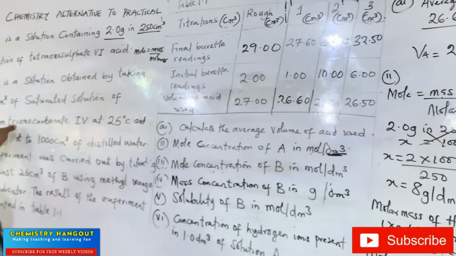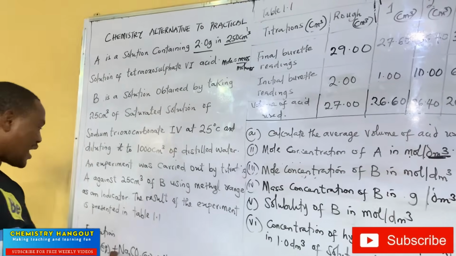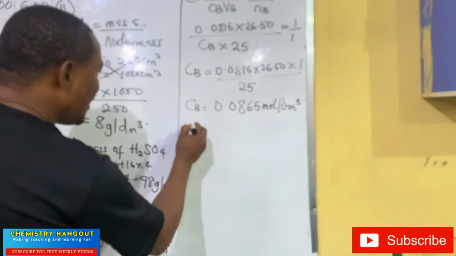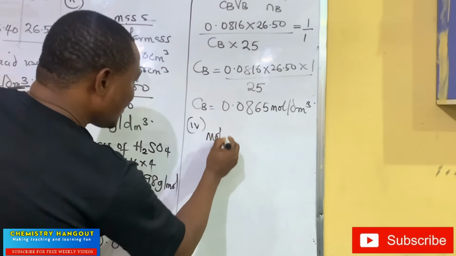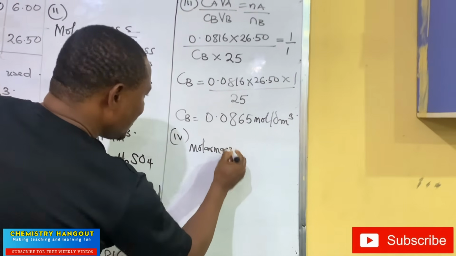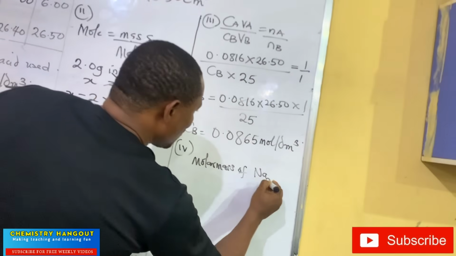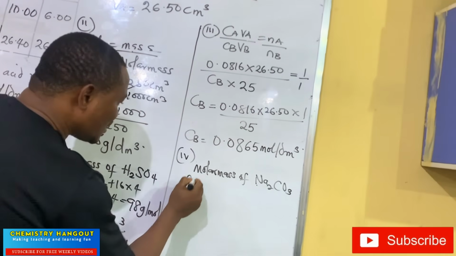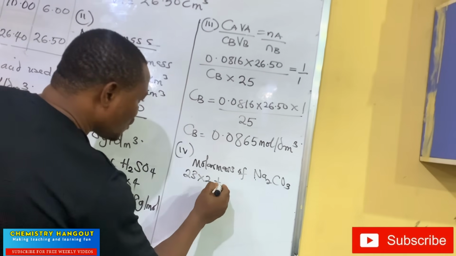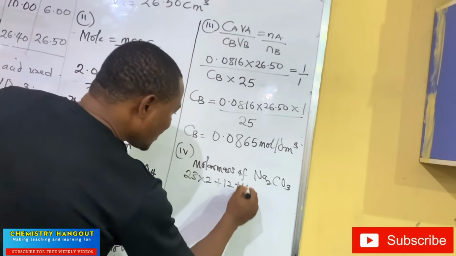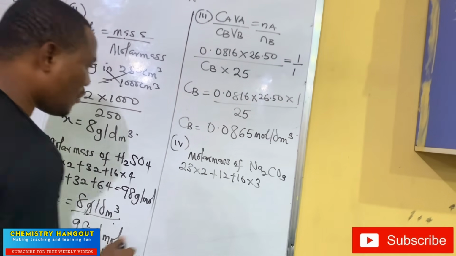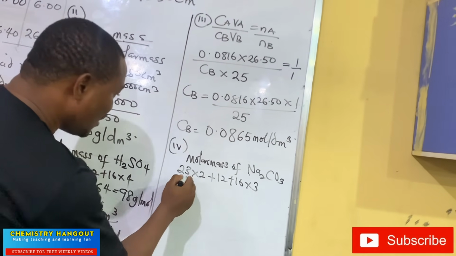They said saturated solution of sodium trioxocarbonate(IV), and they gave us this. So I can get the molar mass. So from there I can say molar mass of Na2CO3. They'll give us sodium 23 times 2 plus 12 plus 16 times 3. Did you get that? Just like we are calculating the relative atomic mass or the relative molecular mass.